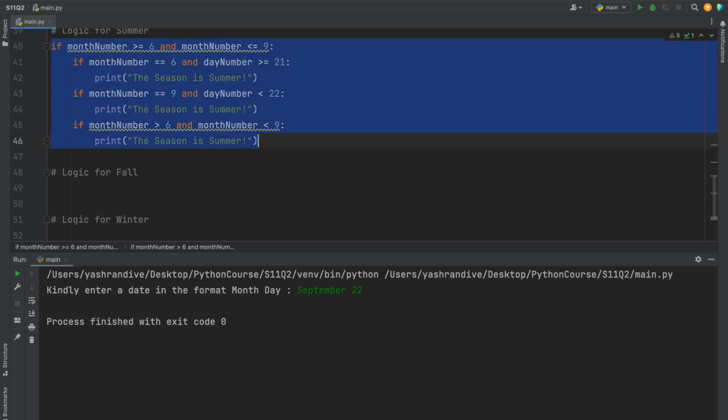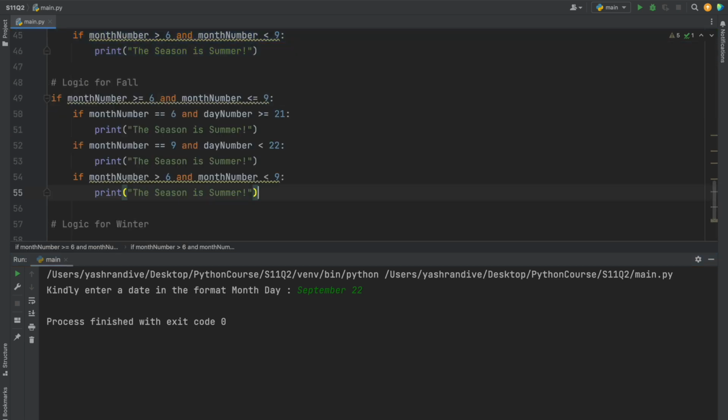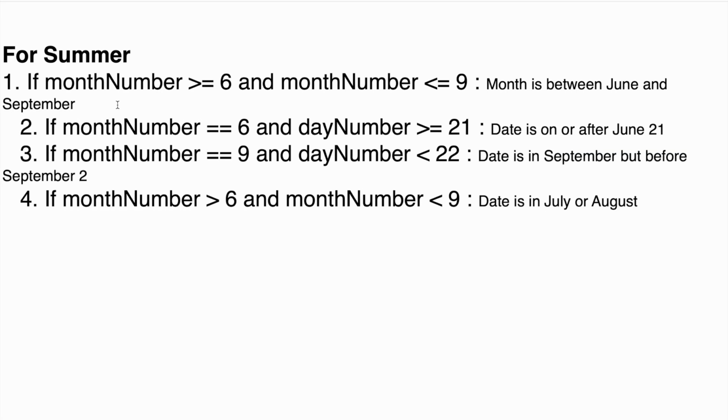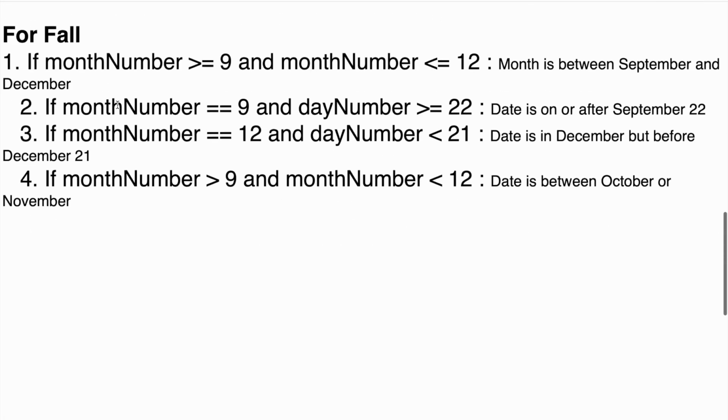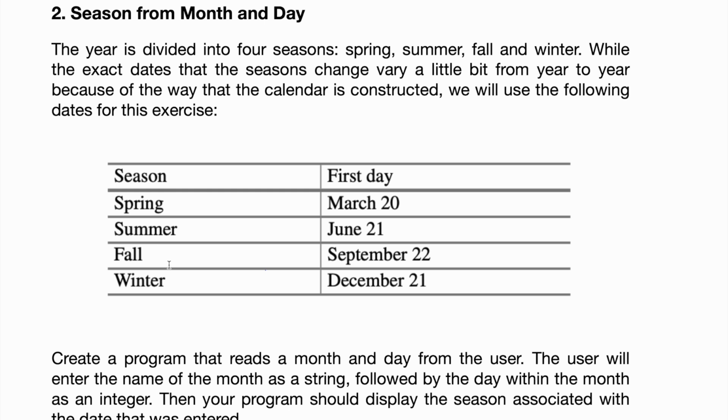We're going to do the same thing. Just copy the code, paste it right here, and move on to the logic for fall. So if we take a look at the fall data right here, fall starts from September 22 and ends on December 21. So on the month number 9 and day number 22 to month number 12 and day number 20, which is less than 21, right?